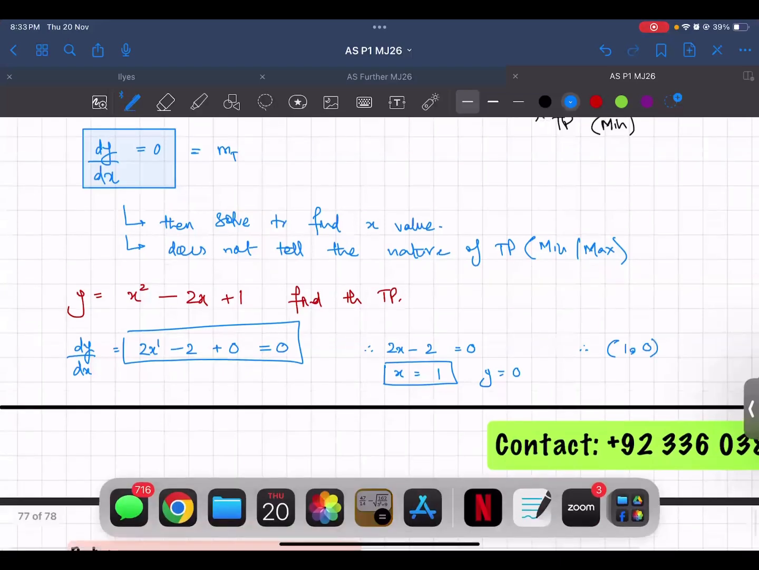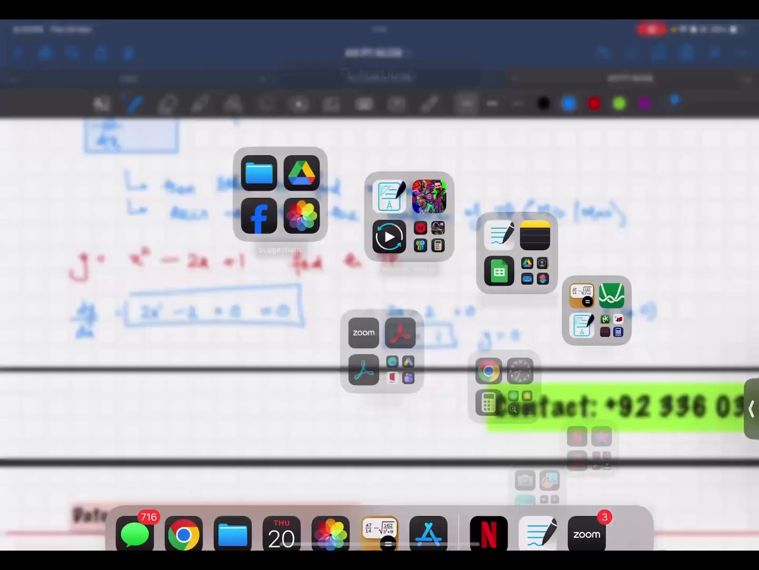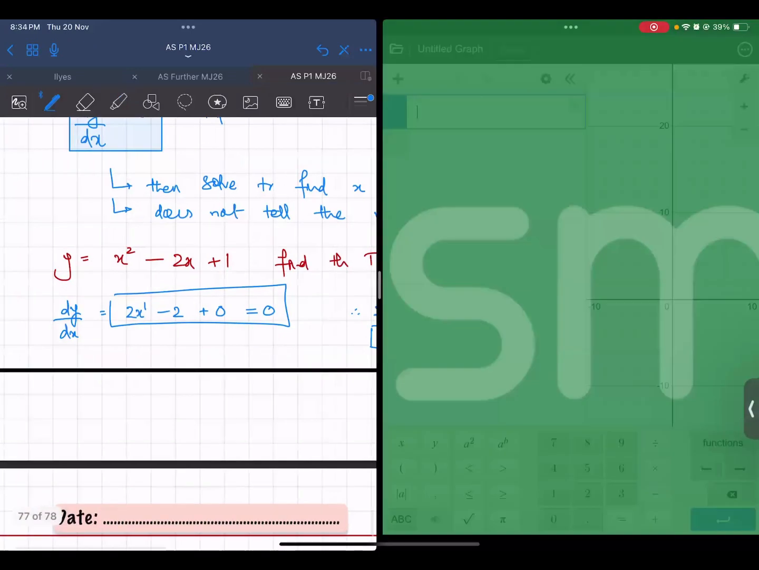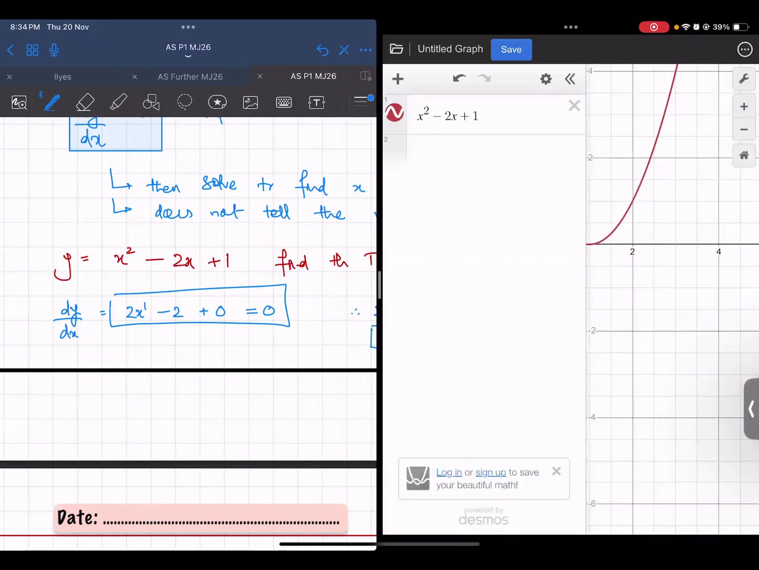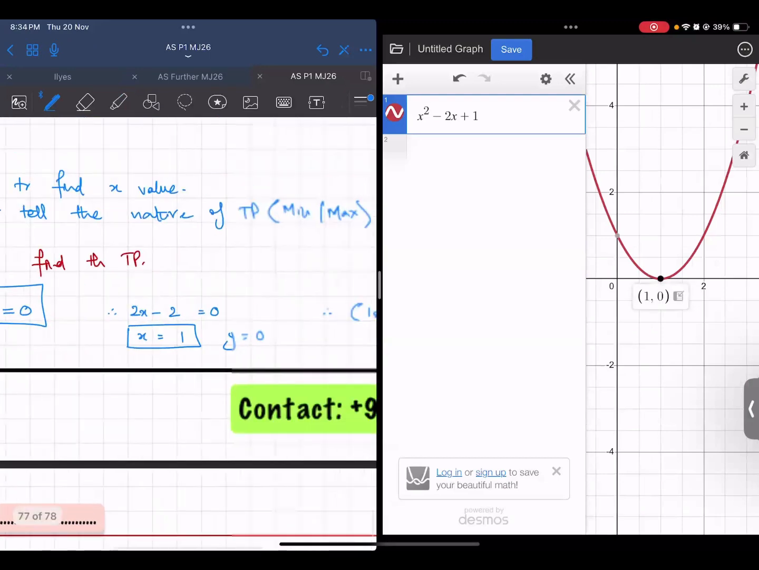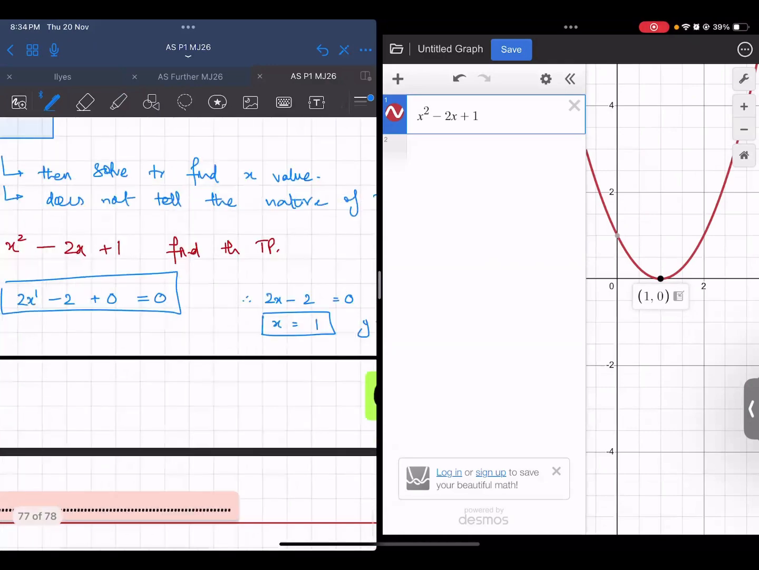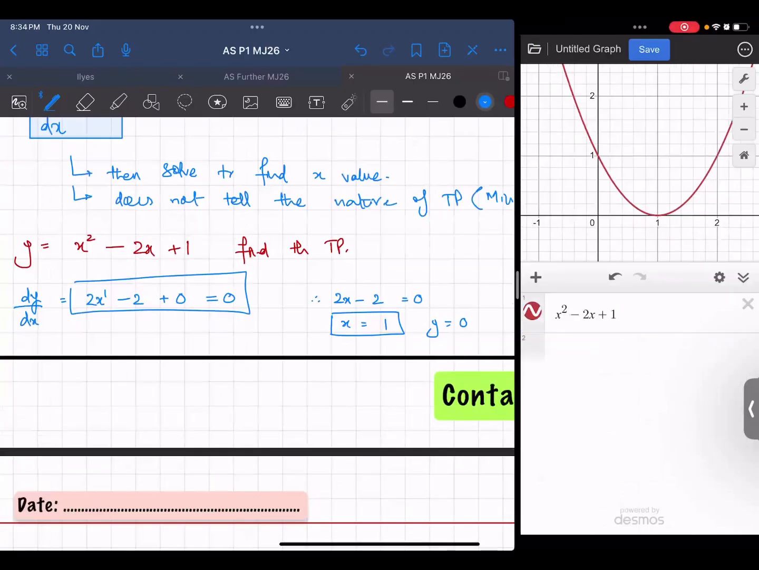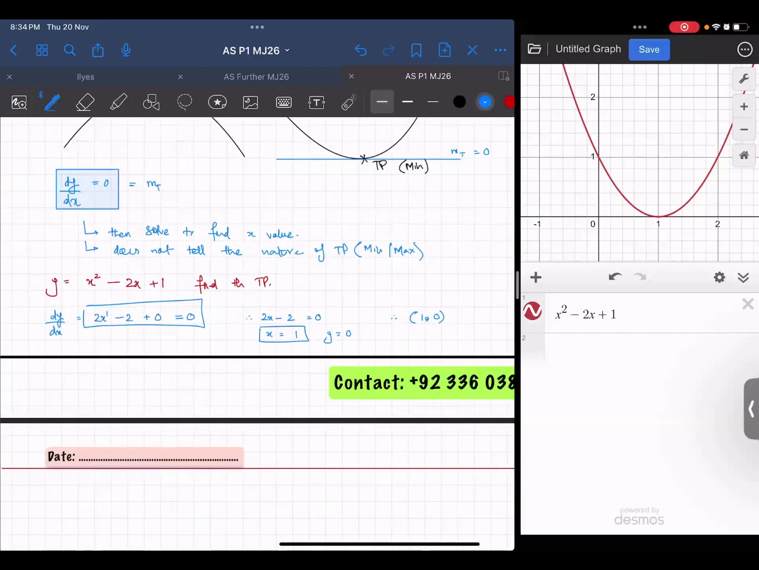And if I show you on Desmos as well, you will see x square minus 2x plus 1. The turning point is what? 1 comma 0. We got the same one. So this differentiation can help you find it very easily. You could have found it using the completing the square form as well, but this is also another way of finding the turning point.